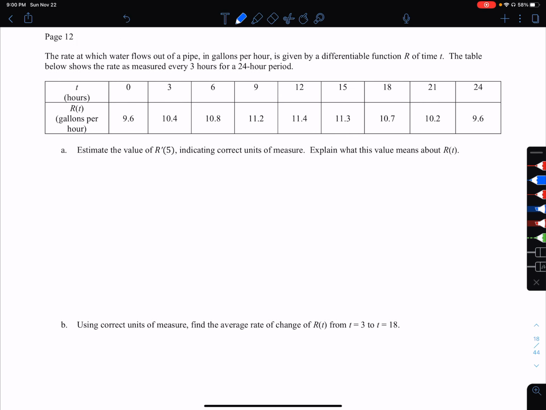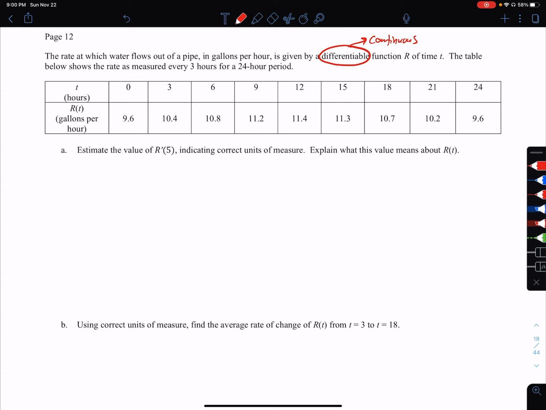So here's what we know. If a function is differentiable, it's also continuous. And that tells us that any theorem that we've learned has to apply to this. Estimate the value of r prime of 5, indicating correct units of measure.